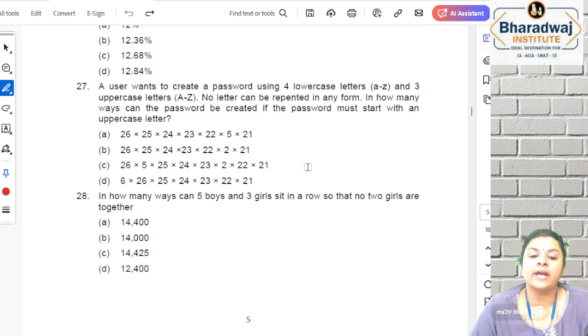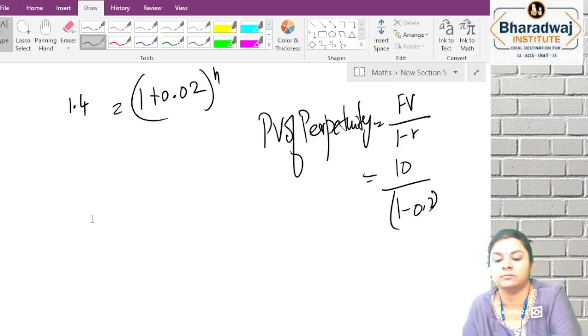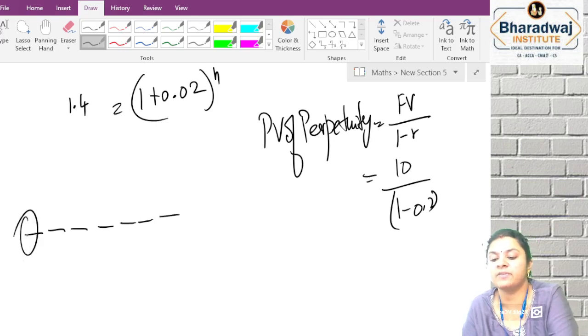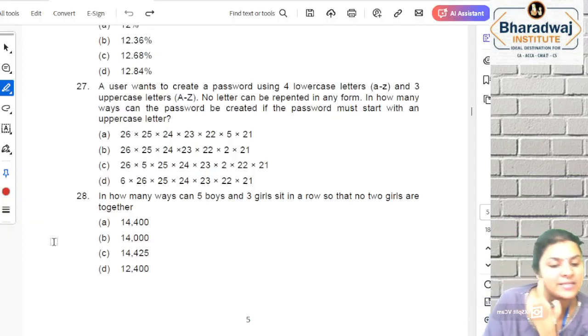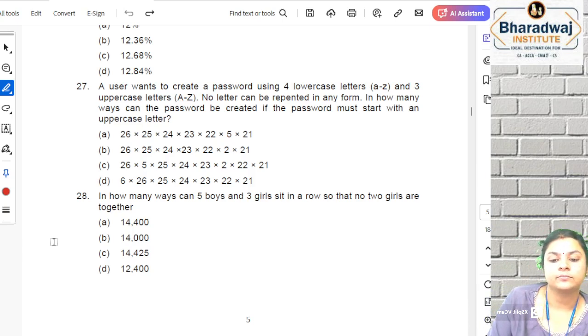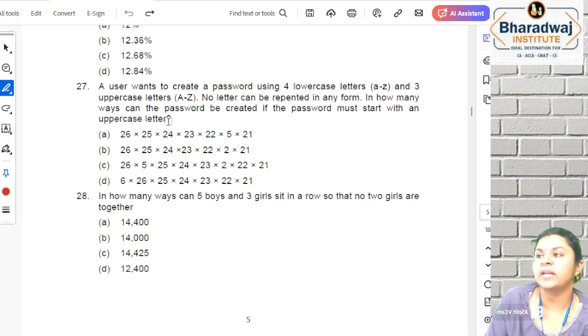27th. A user wants to create a password using 4 lowercase letters and 3 uppercase letters. No letter can be repeated in any form. In how many ways can the password be created if the password must start with an uppercase letter? So the first letter is uppercase. Total how many letters? 4 plus 3, 7. So 1, 2, 3... So the first one is an uppercase letter. Okay, so how many options? 26. Then how many more uppercase letters do we need? Totally 3. We need 2 more.